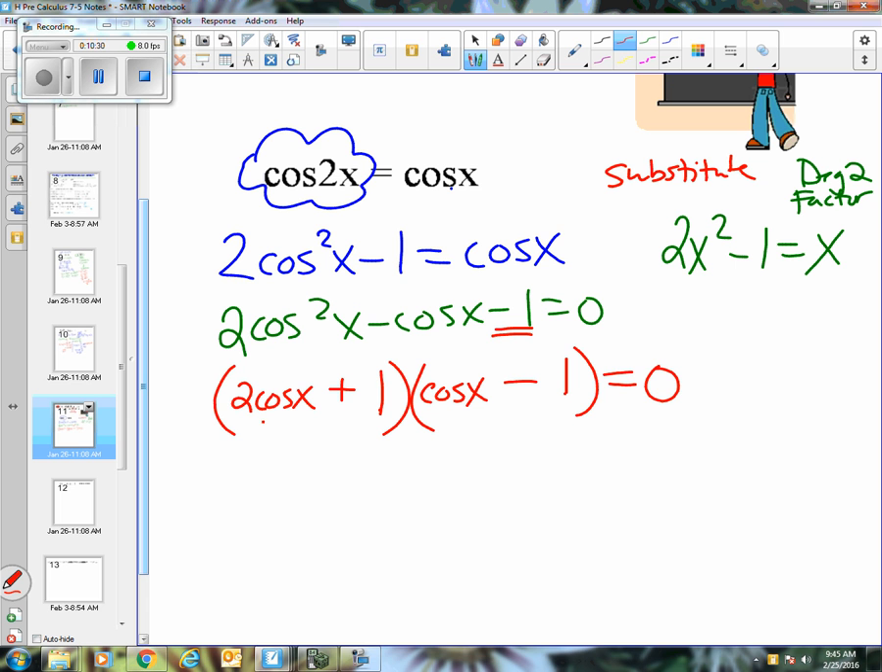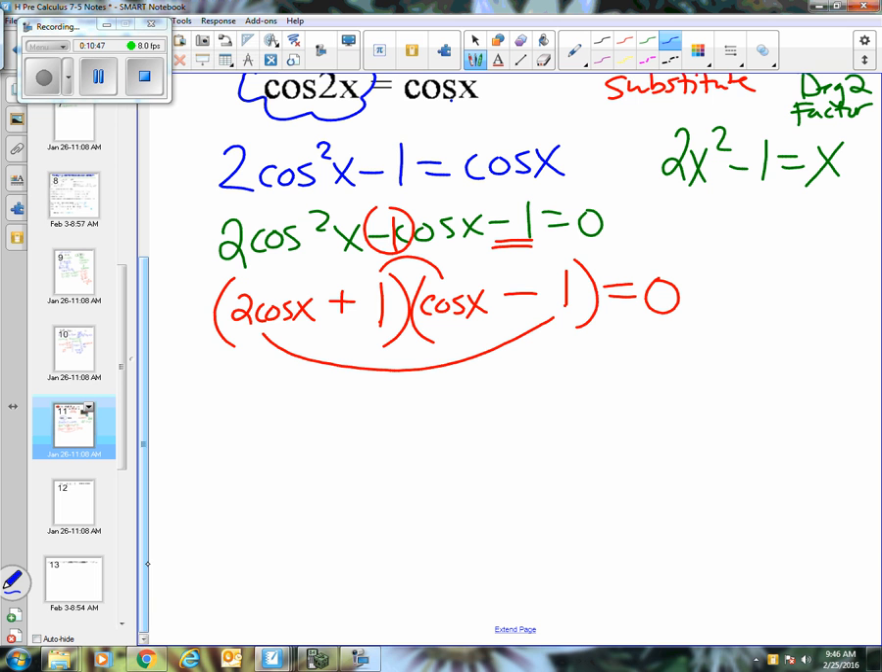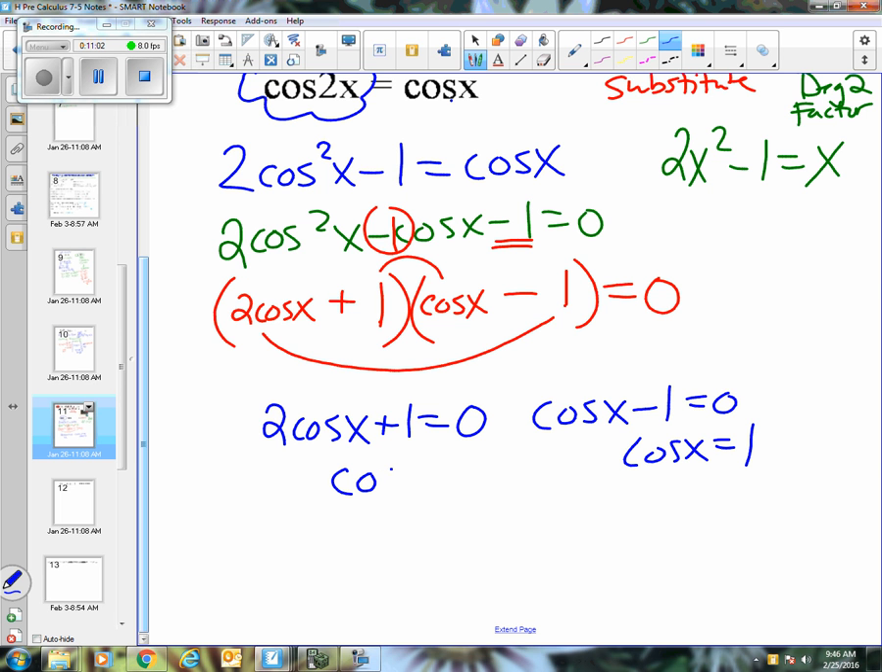Remember to check. You check your outsides plus your insides to see that they add to the coefficient in the middle. So the outsides would give us -2. Insides gives you a +1. That adds to that -1 that we want. So you need to check. It's not like you can just put the numbers wherever you want. They have to make that trinomial. So if you do the distributive property, you should get back to the original. So now that we have our factors, we can set them equal to 0 and solve. So when is cosine equal to 1 and when is cosine equal to -1/2?